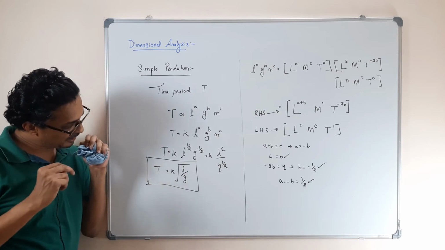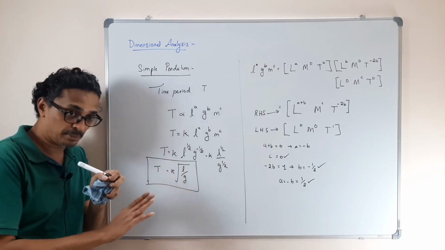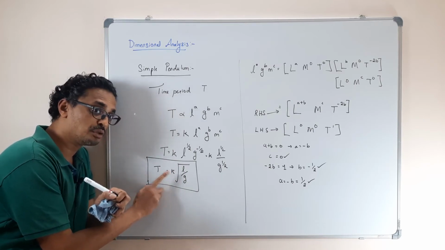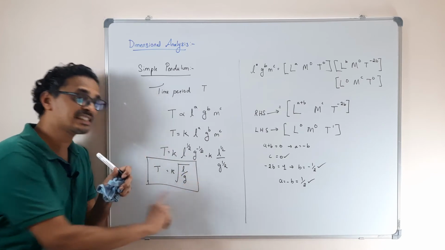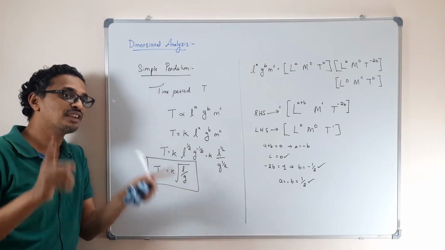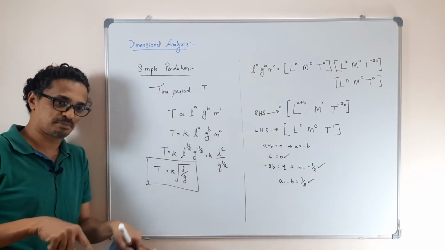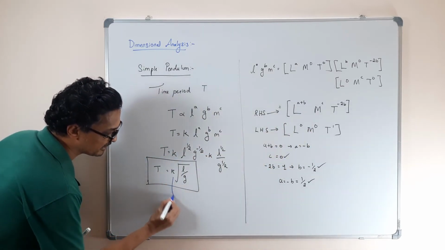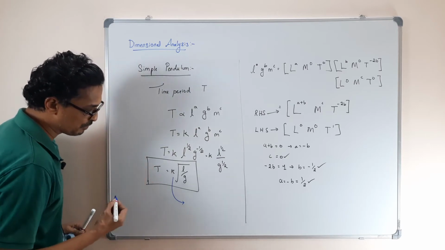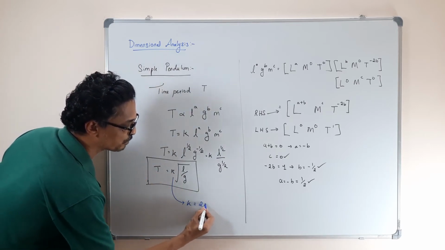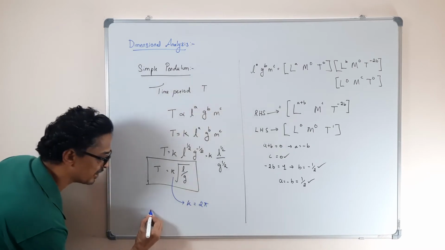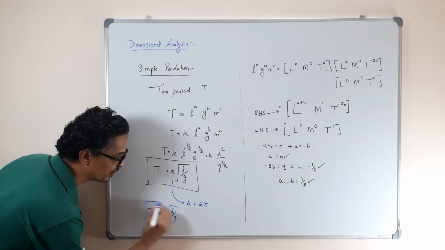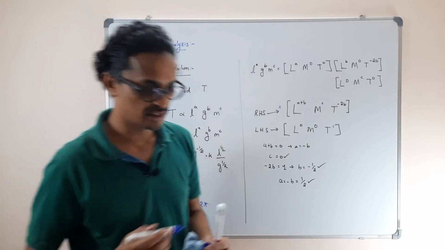But this is not complete, because you don't know what this proportionality constant is. To get the proportionality constant, you have to do the experiment. So dimension analysis itself is not complete. It gives you an idea, and then you have to perform an experiment and find out the value of k. If you perform this experiment for a simple pendulum, you will find that k is typically equal to 2π. Therefore, your time period T will be 2π root of L by g. So this is the formula for the time period of a simple pendulum.